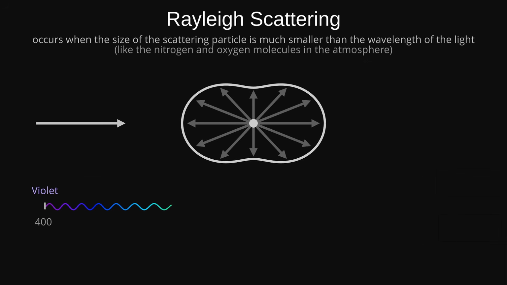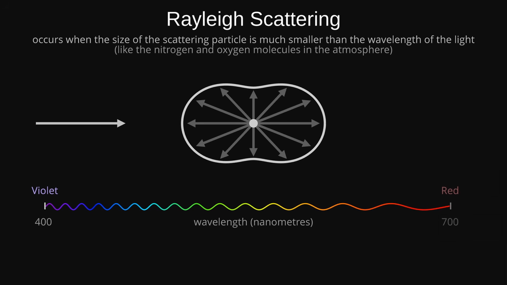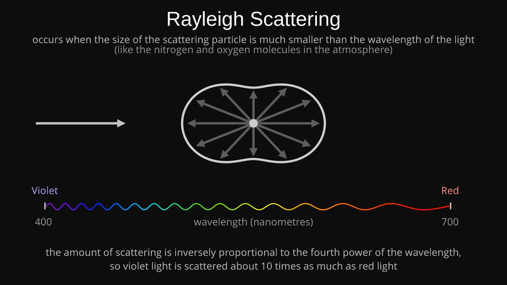Happily, unless you despise blue skies and sunsets, the amount of scattering is dependent on the wavelength of the light, with violet light for instance being scattered about 10 times as much as red light.